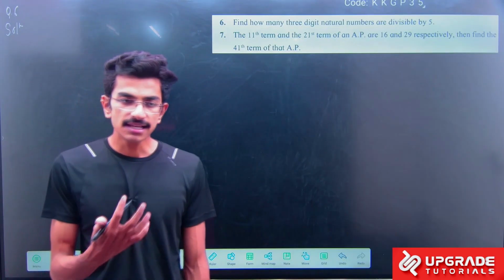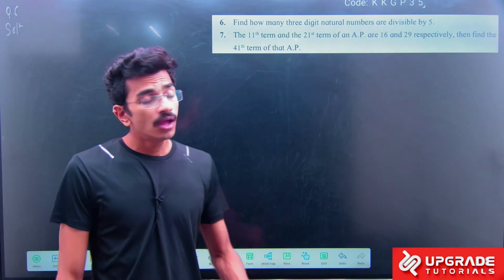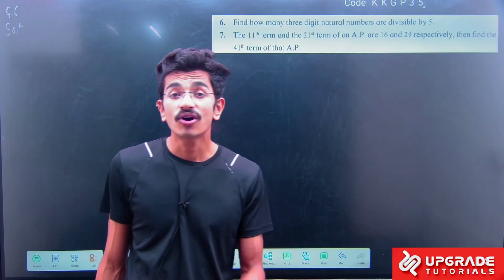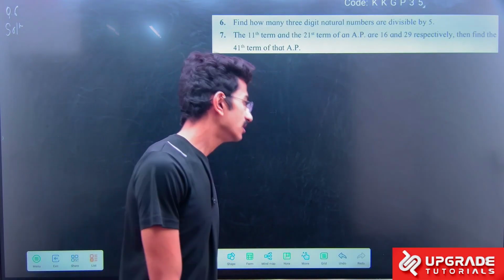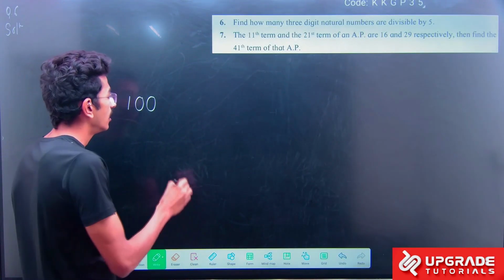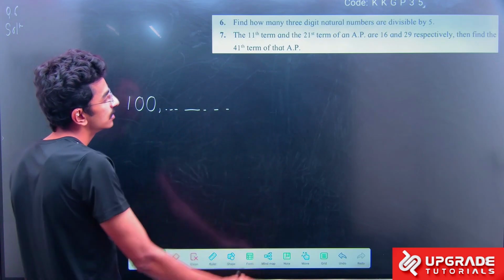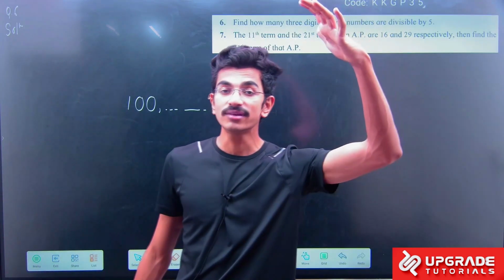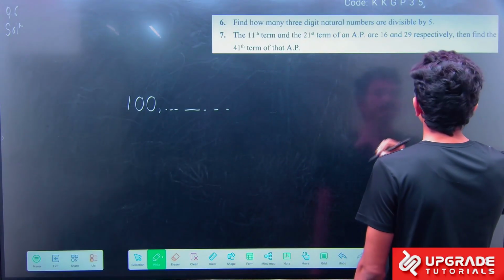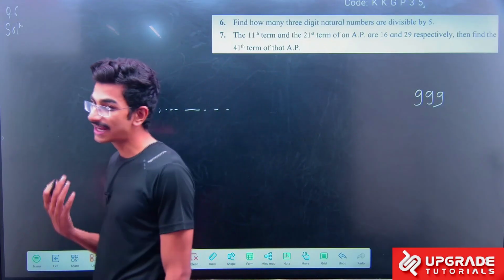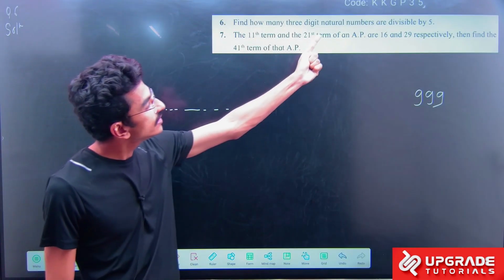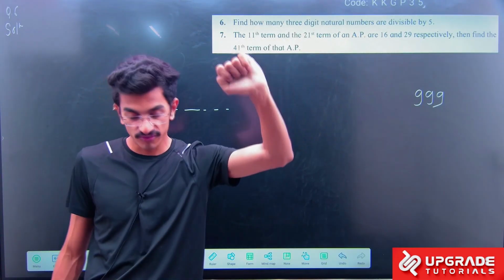Okay, just tell me, I'll give you an overview. The smallest 3-digit number. Can anyone tell me what is the smallest 3-digit number? Yes, the smallest 3-digit number is 100. Then the numbers start. And what is the largest 3-digit number? Very good. 999. And you know these are natural numbers, obviously. And you have to find how many 3-digit natural numbers are divisible by 5.